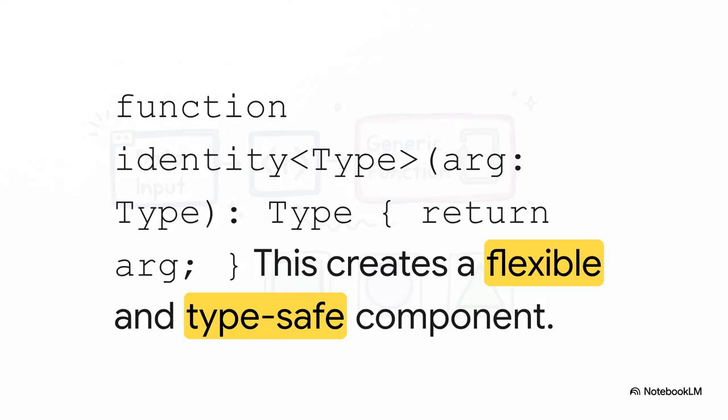Okay, look closely at this. It's our same old identity function, but it's got a superpower now. See those angle brackets with the word type in them? That's it. That's a generic. Instead of saying this function takes a number or a string, we're saying it takes some type. It's a placeholder, a variable for a type that we'll figure out later.